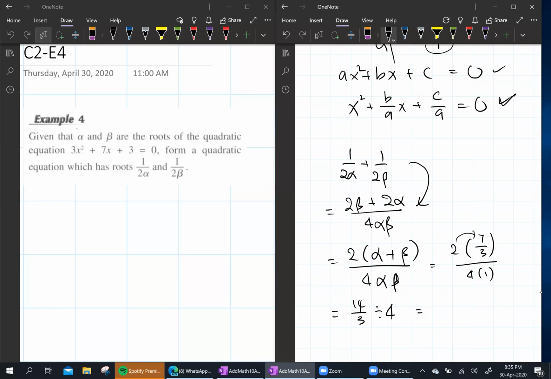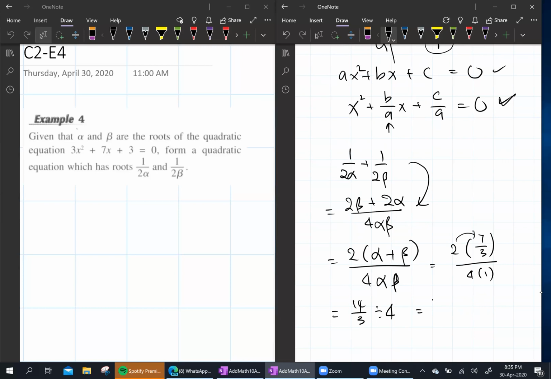Then the answer is, the answer is in decimals? For this one, the answer is what you were saying. It's in decimals? Never mind, you just do it first.